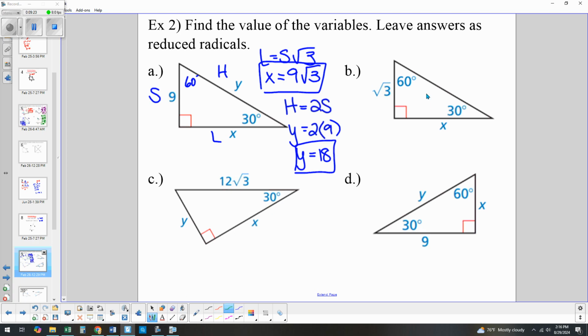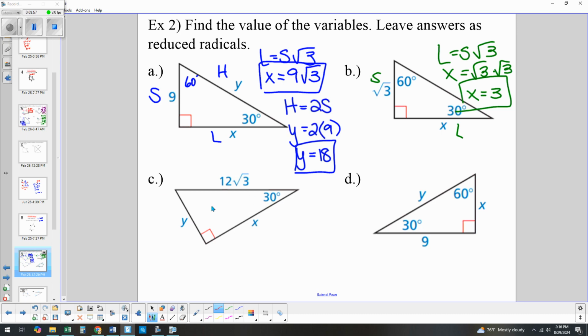For the next one, here's our 30, so that's the short leg. Here's our 60, so that's the long leg. In this case, I'm looking for the L. I have to use the formula that uses the L. I cannot use h equals 2s because there's nothing to plug in for h. So L equals S root 3. We're going to say x equals root 3 root 3. X is alone, but there are common terms over here, and root 3 times root 3 is just a regular old 3.